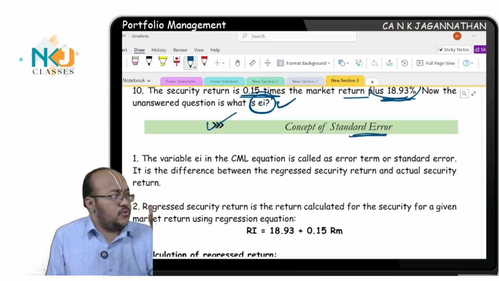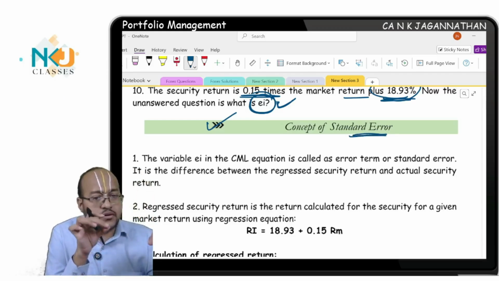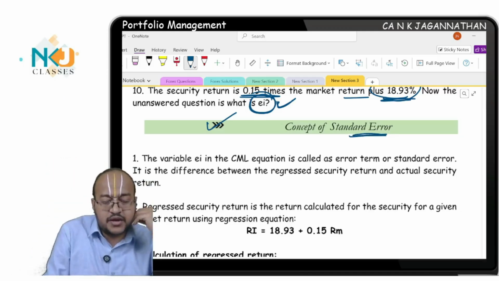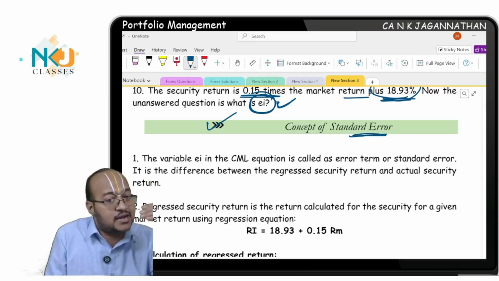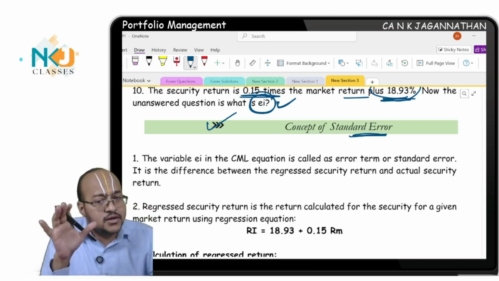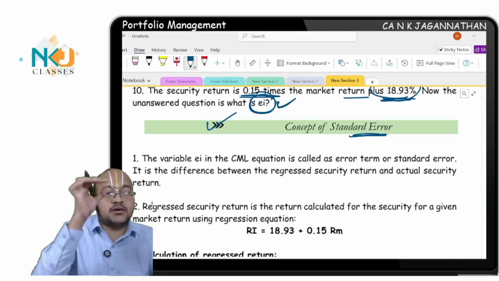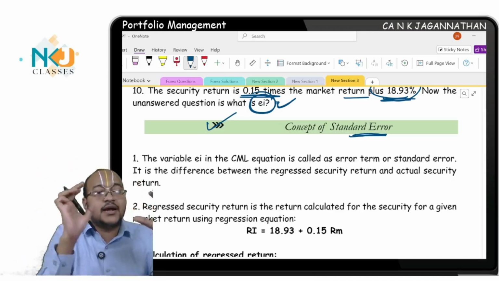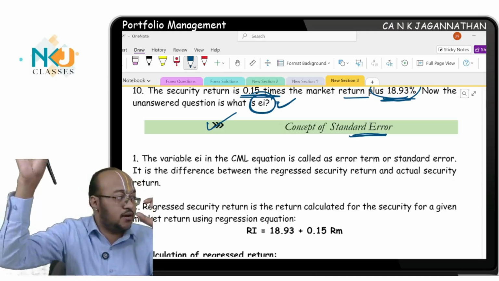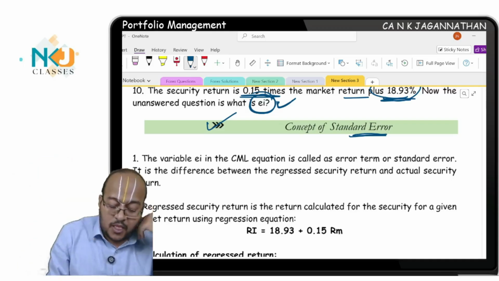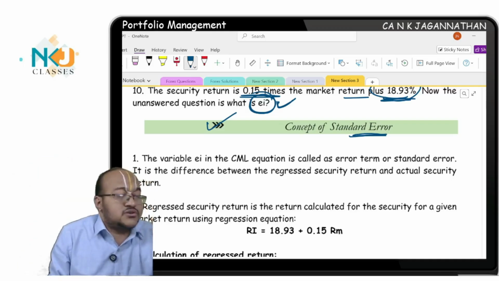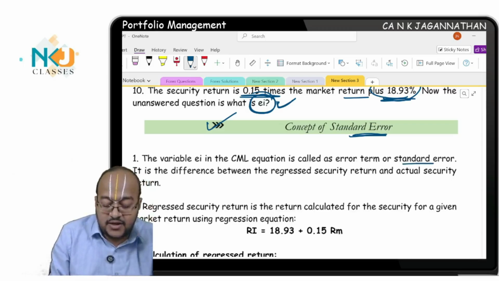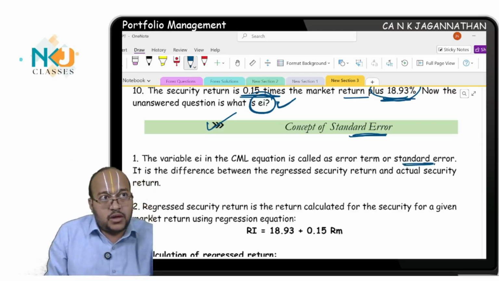Okay, I told you that the actual security return, if you plot it on the graph, may not fall in a straight line, which means it will be scattered. And the regressed return is the line of best fit. Agreed? If you plot that, it will fall on the same straight line. Are you understanding? The difference between these is called the error term or standard error. Very simple.